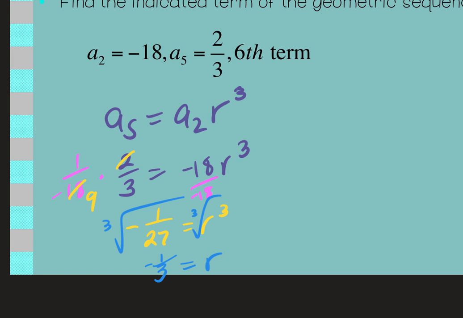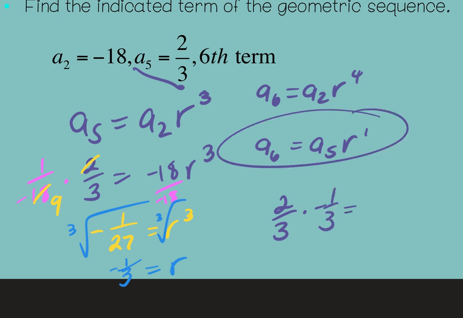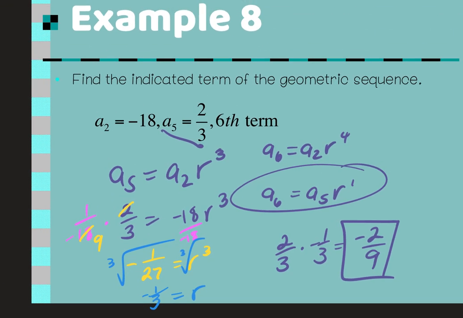And then I need this 6th term. So I kind of have 3 options here. I could do A6 equals A2 times R to what power? The 4th. I could do A6 equals A5 times R to what power? The 1st. Or I have the 5th term. To get to the 6th term, I could simply say 2/3 times -1/3, which is basically doing this without an equation. So I get -2/9. Questions on that one?